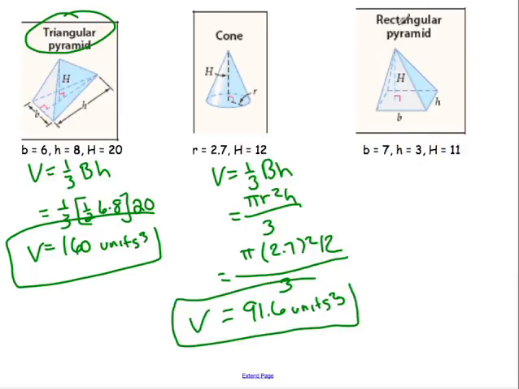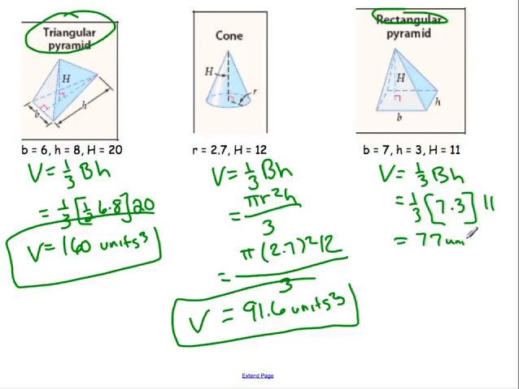Okay, this last one, we have a rectangular pyramid. So the area of our base is going to be a rectangle. So it's going to be 1/3 the area of the base times the height. Remember, this is a rectangle, so that's going to be 7 times 3, and we'll multiply that by a height of 11. 7 times 3 is 21. Divide that by 3, we have 7. 7 times 11 is 77. We have 77 cubic units.